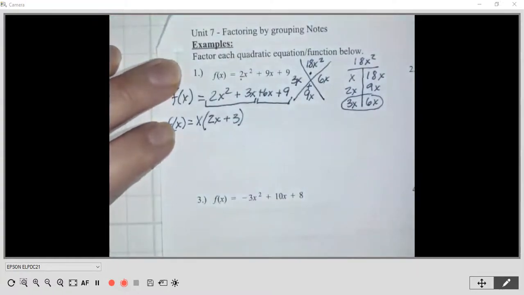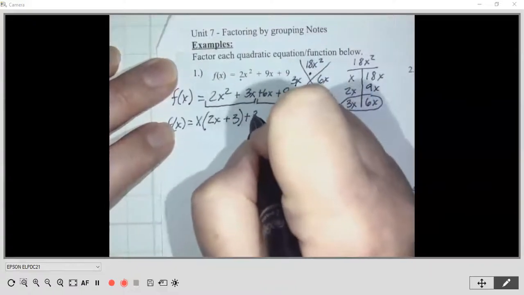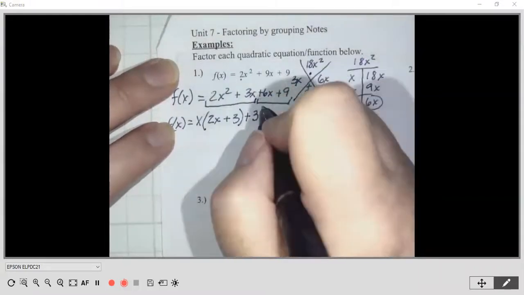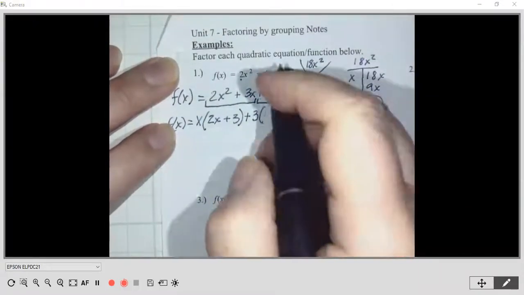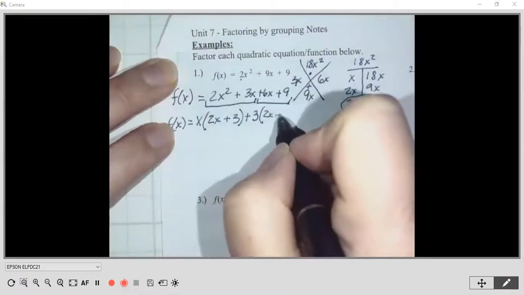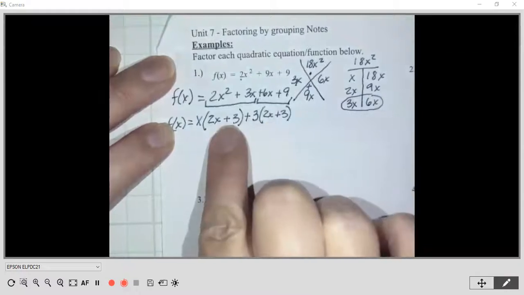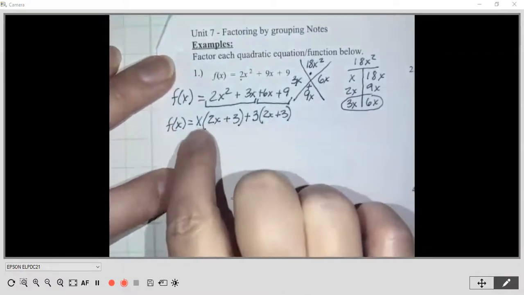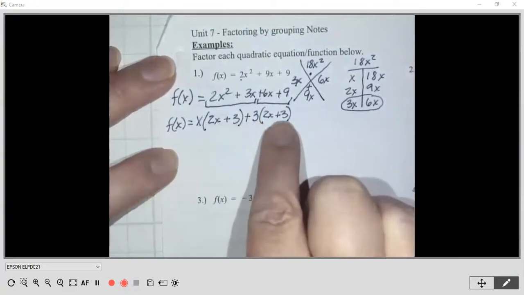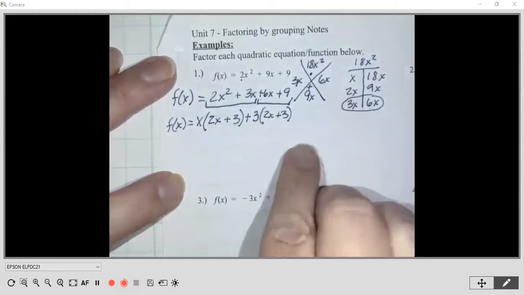Moving on to my second group, I have plus 6x plus 9. So we'll say plus 3. That's what I can factor out. The GCF of 6x and 9 is just 3. Okay, and 6x divided by 3 is 2x. The positive 9 divided by positive 3 is positive 3, so plus 3. If I factored correctly, these two leftover terms after I factored out the GCF of x and this GCF of 3, these two terms will be equal. If they're not equal, 2x plus 3 and 2x plus 3, go back and double check.